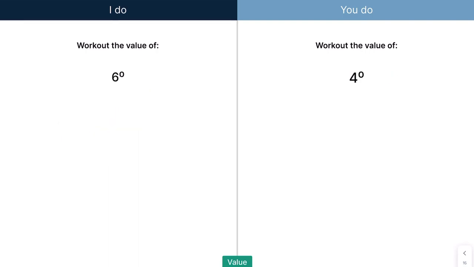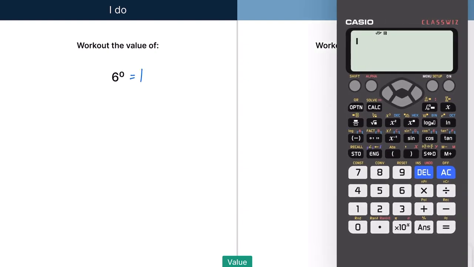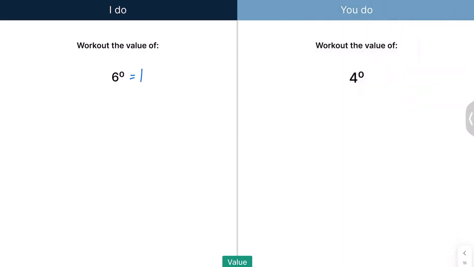So now, with the power of 0, it can be a little bit confusing. The answer here is 1. Anything to the power of 0 is 1. And I can just show you that on the calculator. So if I did 6 to the power of 0 and hit enter, you can see the answer is 1. And in fact, if I did anything to the power of 0, like 99 to the power of 0, it equals 1. So anything to the power of 0 will always give you 1.